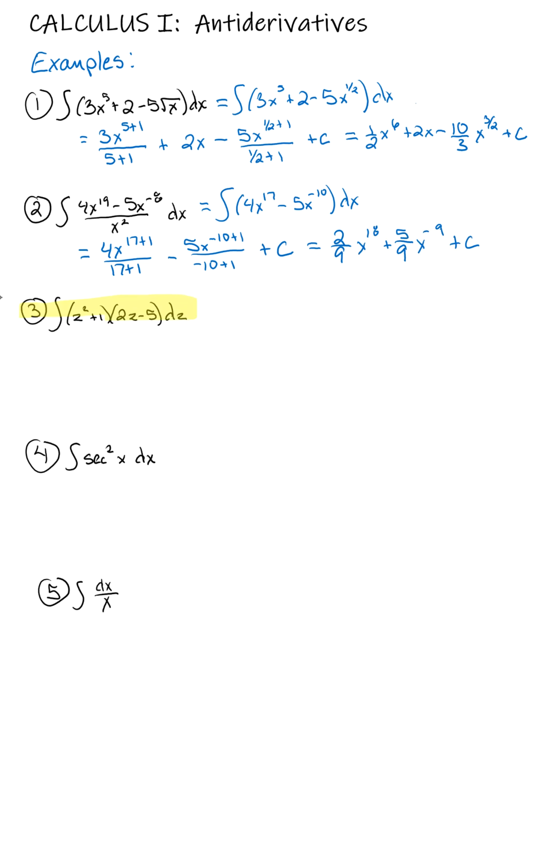Looking at example 3, if we integrate z squared plus 1 times 2z minus 5 dz, notice my variable here throughout is a z, not an x. I think to make this one a little easier to work, I'll start by just multiplying out that integrand. So that gives us the integral of 2z cubed minus 5z squared plus 2z minus 5.